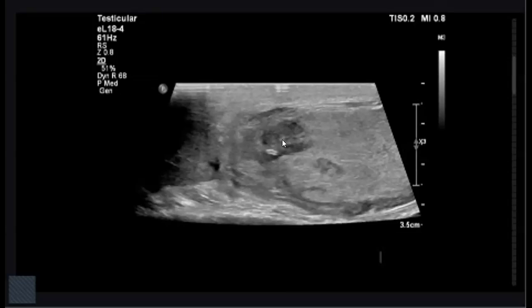I will immediately inform this finding to the urology team. This patient also needs to be assessed by the urological team and managed further. And if it is not salvageable, then this patient needs orchiectomy.